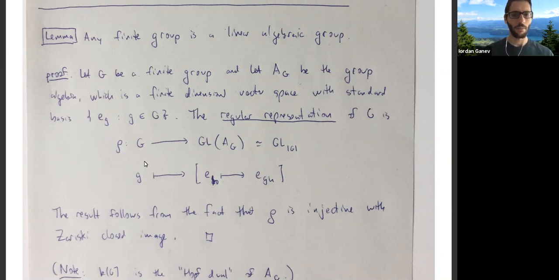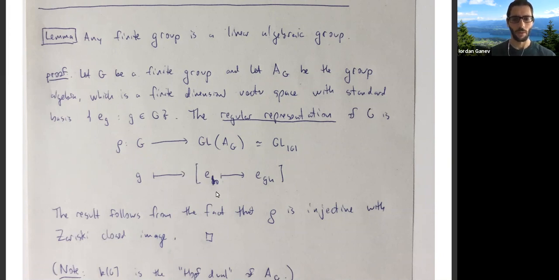And this is given by the following homomorphism. So little g goes to the linear map that takes E sub h, this basis vector, to the basis vector E sub G times h. So this is just kind of shifting around the basis vectors. And this is a representation, and it's injective.